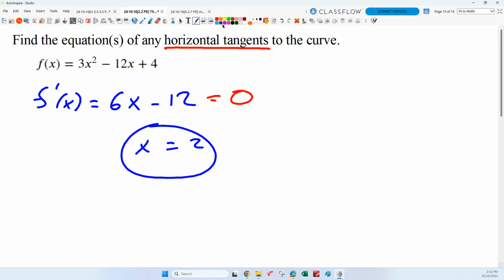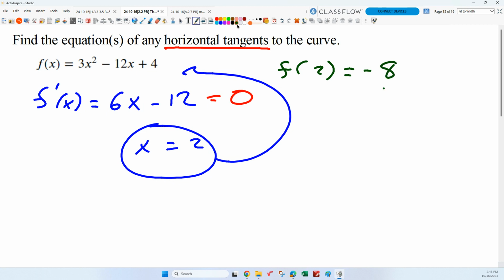Yeah, I solve that equation, I get x equals 2. Beautiful. So we know the location, that's the x value where the function has a horizontal tangent, right? I need to know the y value too, though, don't I? So how would I find the coordinates? Yeah, plug it in there. And we're going to get f of 2 equals what? 12 minus 24, so negative 12 plus 4, negative 8, right? So what's the point of tangency? 2, negative 8. That's the point of tangency.